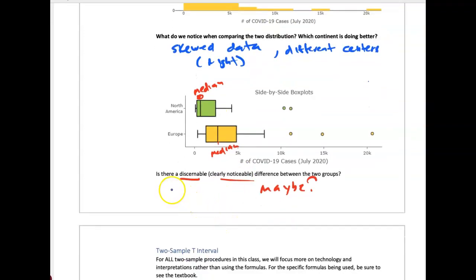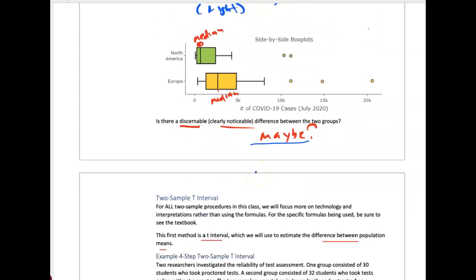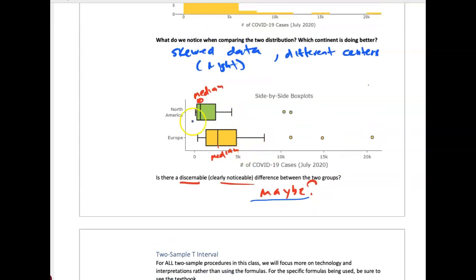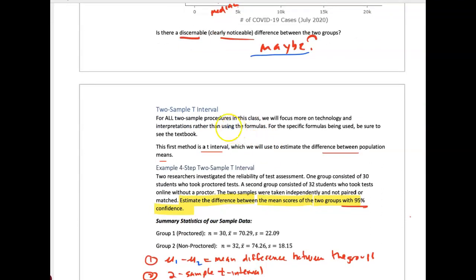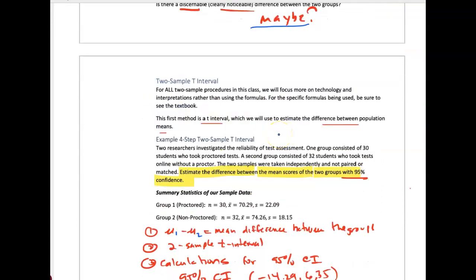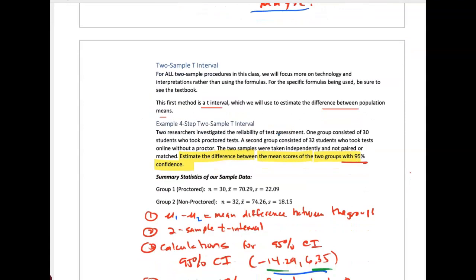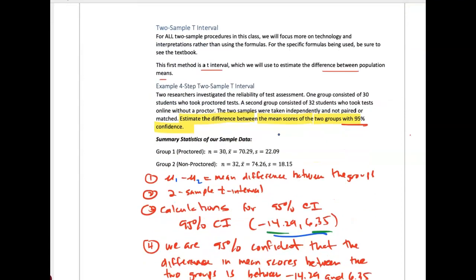Is it noticeable? Is it statistically significant? Maybe. I think it looks like it. The data's here. We have some outliers, but on average, this box is more than this box. So with that said, this is a way to at least look at it. Now we're going to conduct the actual tests or create the intervals, and that's what we do in the next few pages.